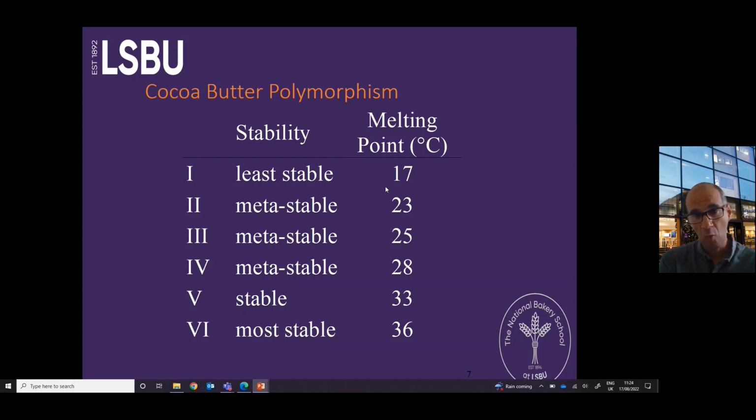Here type 1 will be too low in terms of the melting point. You can see that if we have a room temperature of 20 degrees, this will be liquid at that temperature. And then we go to type 6, which has a high melting point.